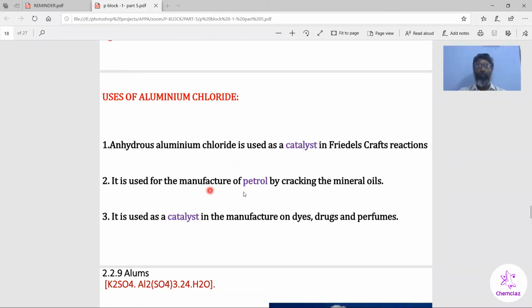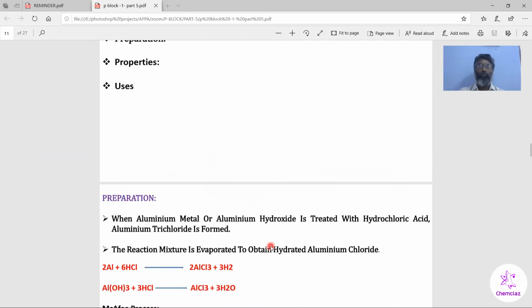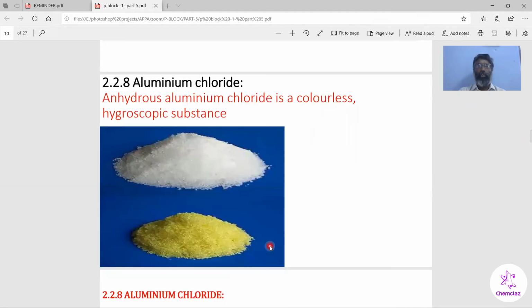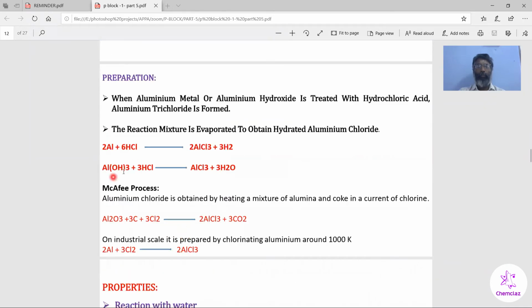It is used for the manufacture of petrol by cracking the mineral oil. It is also used as a catalyst in the manufacture of dyes, drugs, and perfumes. So the second compound, aluminum chloride: anhydrous aluminum chloride is prepared from aluminum, aluminum hydroxide, aluminum oxide. Aluminum reacts with hydrochloric acid, and aluminum reacts with chlorine here.